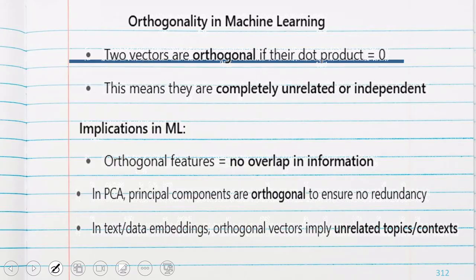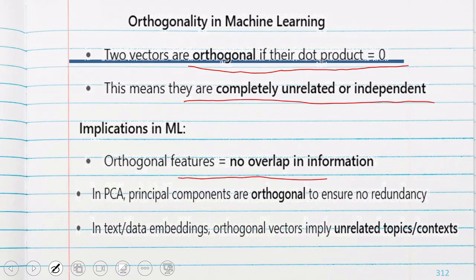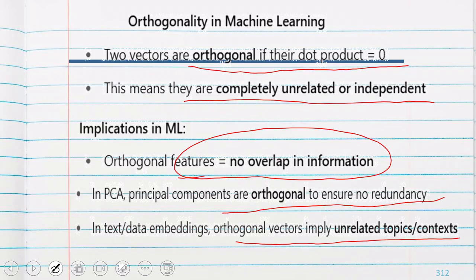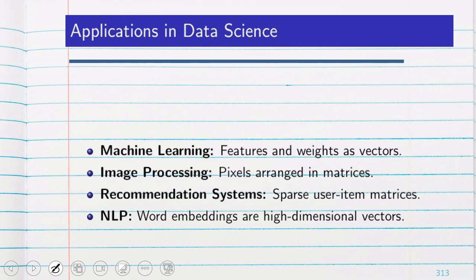Orthogonality in machine learning. Two vectors are orthogonal if their dot product is 0, which means that they are completely unrelated or independent. Orthogonal means there is no overlap in information. In PCA, principal components are orthogonal to ensure no redundancy. In text or data embedding, orthogonal vectors imply unrelated topics or context. Applications are in data science, machine learning, image processing, recommendation systems, NLP.